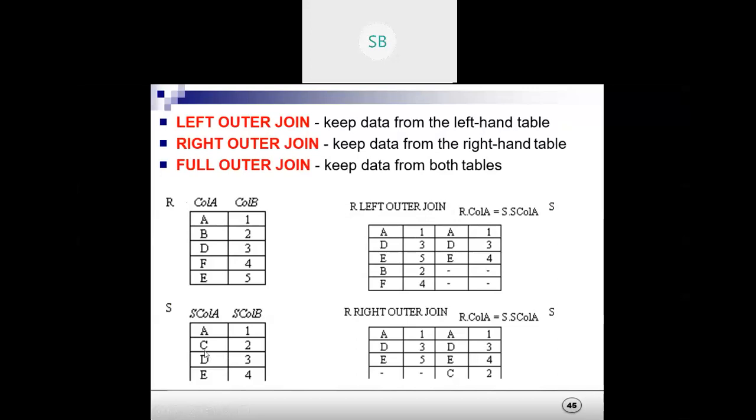Then C is not there. D is present in table R, so that value will appear here. E4, obviously that value will appear. That is why it is known as the left join. Left join means all the values contained in the left table will appear, and from the right table only the values that match the criteria will come. Clear about this? Anyone not clear about the left outer join? Please tell me, I can repeat once more.